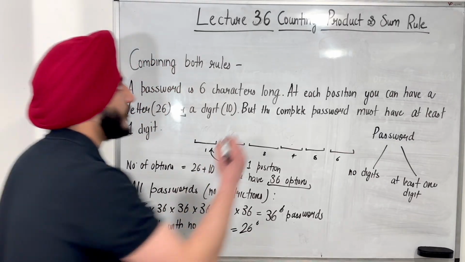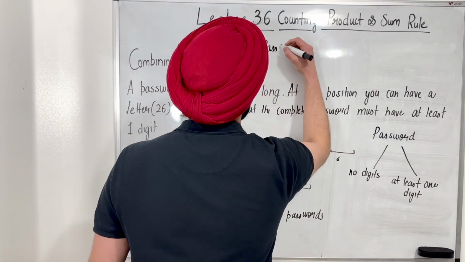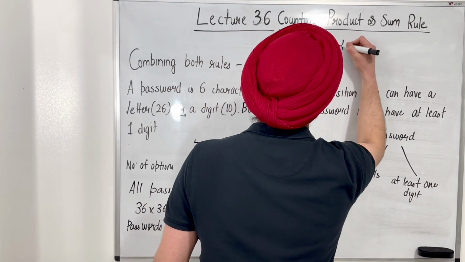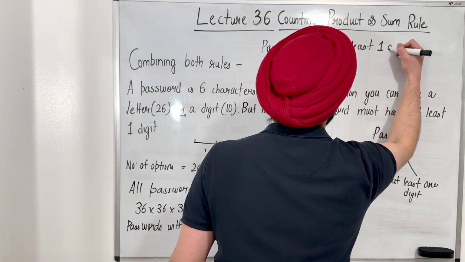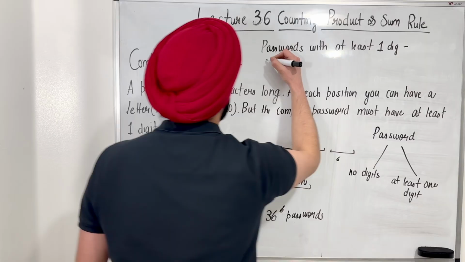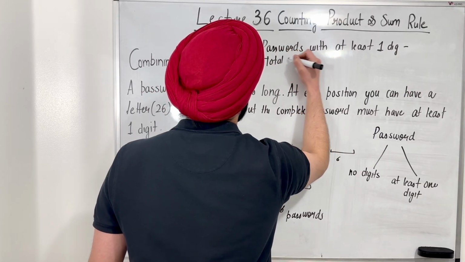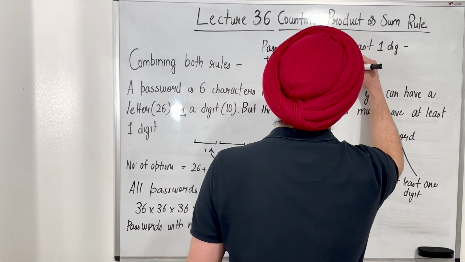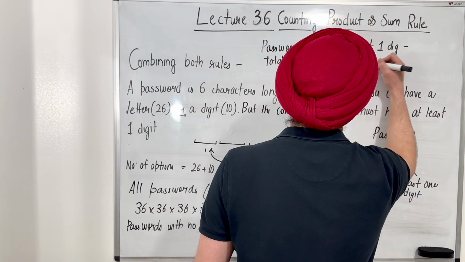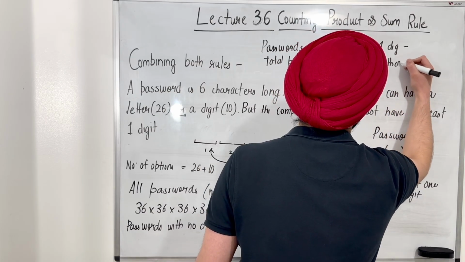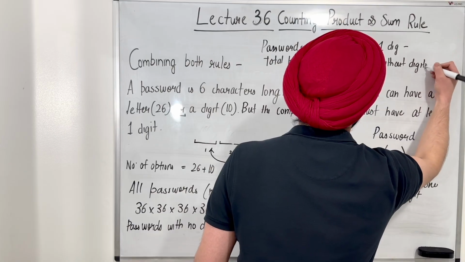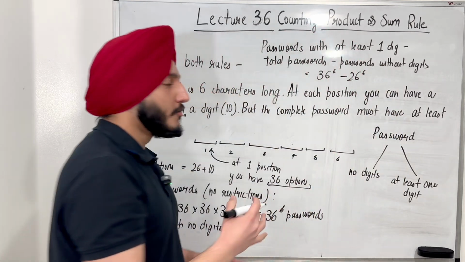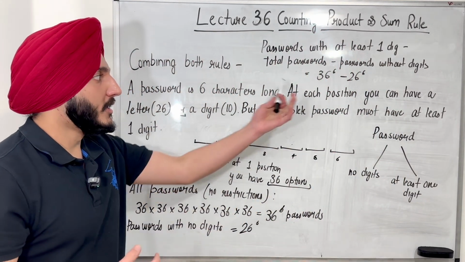So I'm just going to do it over here. Passwords with at least one digit would be total, which is equal to 36 to the power 6 minus 26 to the power 6. Now you don't have to find the exact value, but I think you can leave it at this point, right?